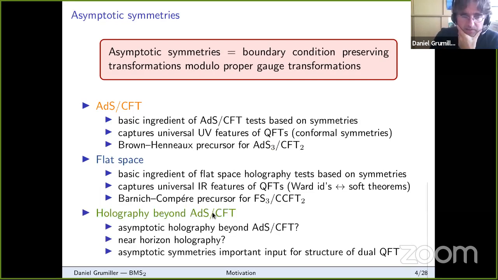And we can even try to go beyond this. So many of us believe that the holographic principle is a generic feature of quantum gravity and not just specific to AdS/CFT.